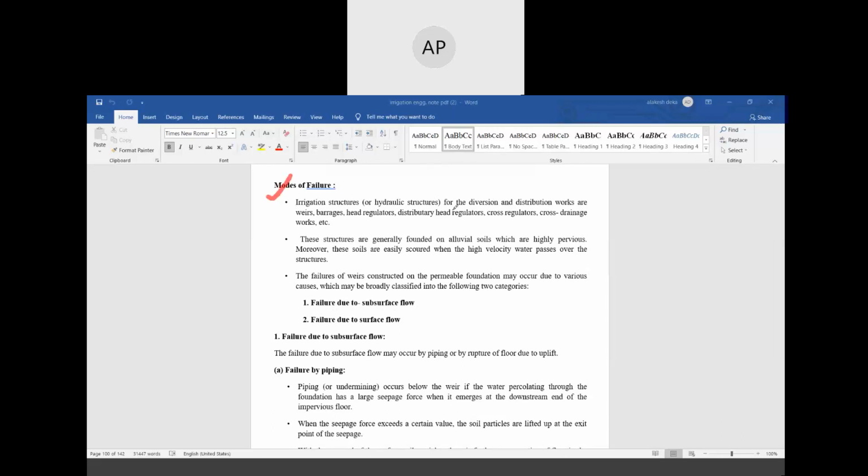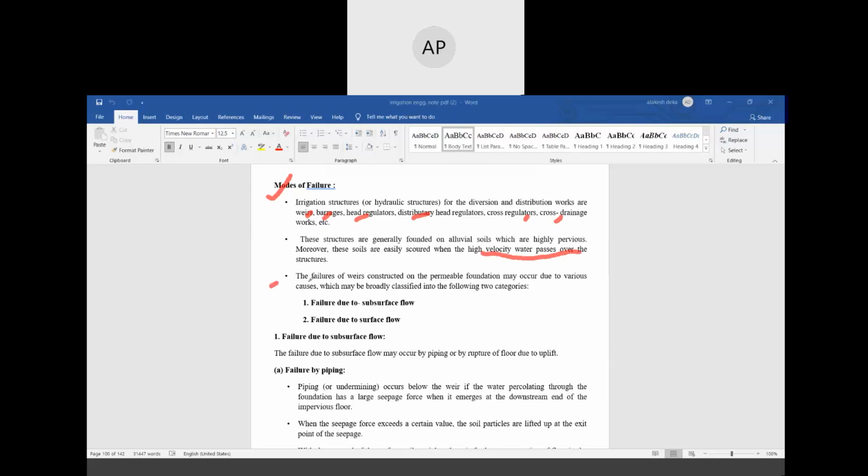So, mode of failure. Irrigation structures for diversion and distribution works are weirs, barrage, head regulator, distributary head regulator, and cross drainage works. These structures are generally founded on alluvial soil, which is highly pervious. Moreover, these soils are easily scoured when the velocity of water passing over the structure is high.